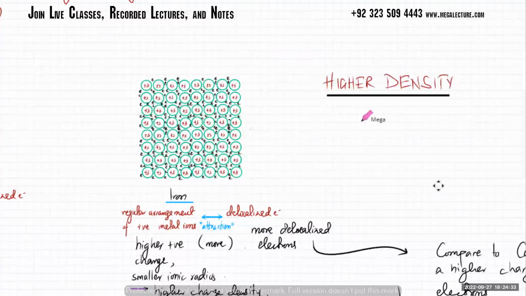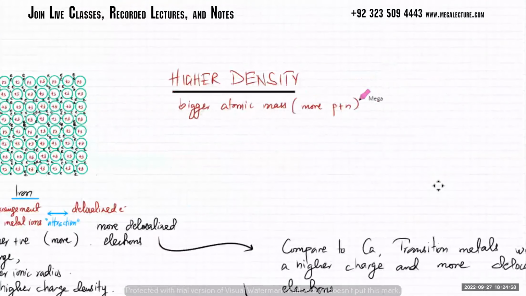So higher density is because they've got bigger atomic masses. Like copper is 63.5, calcium is just 40. If they've got bigger atomic masses, which basically means that you've got more protons and neutrons compared to calcium. All of this is being compared to calcium.